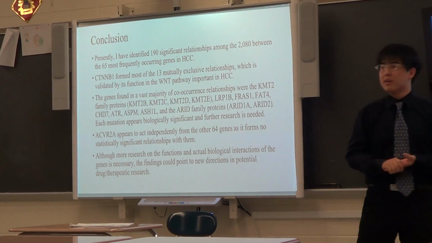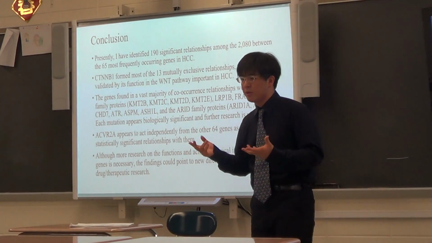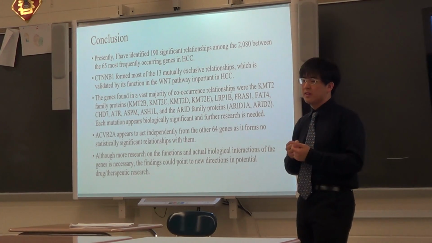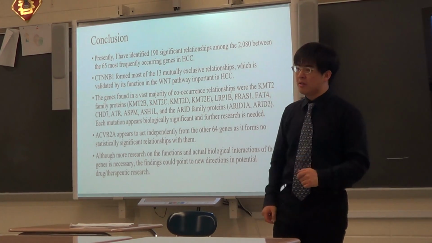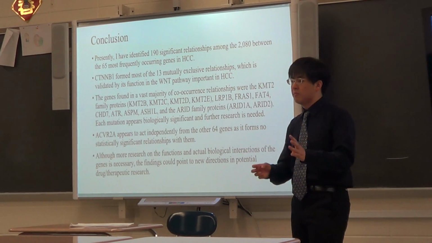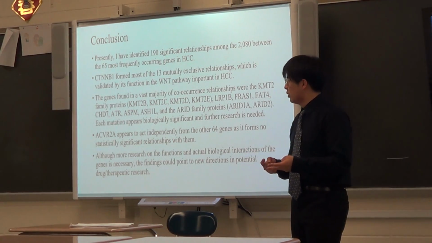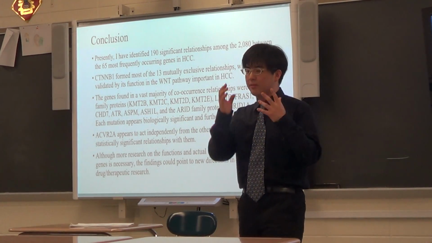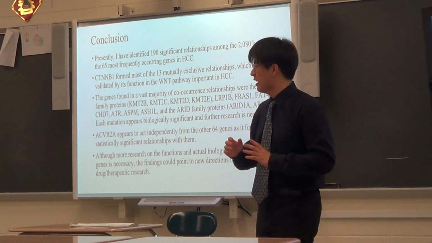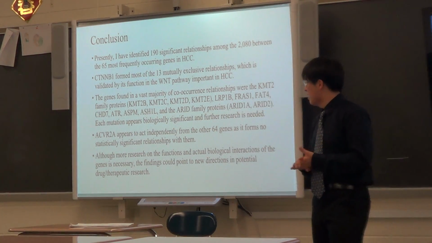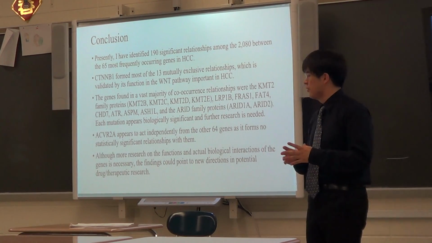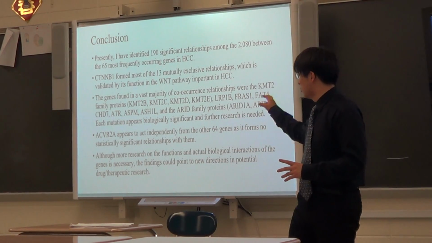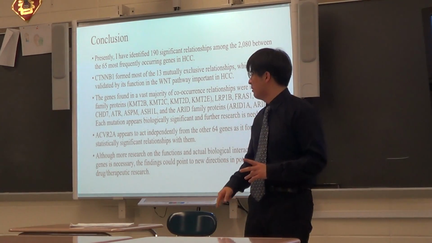So, conclusion: presently I've identified 190 significant relationships in liver cancer, among all the genes that have been mutated. CTNNB1, or the beta-catenin 1 gene, formed the majority of the 13 mutually exclusive relationships, which validated its importance in the Wnt pathway and retroactively in the formation of liver cancer. And the genes that were found in the vast majority of the co-occurrence relationships were the KMT2 family proteins, and these other proteins, but mostly the most important one was the KMT2 family proteins.